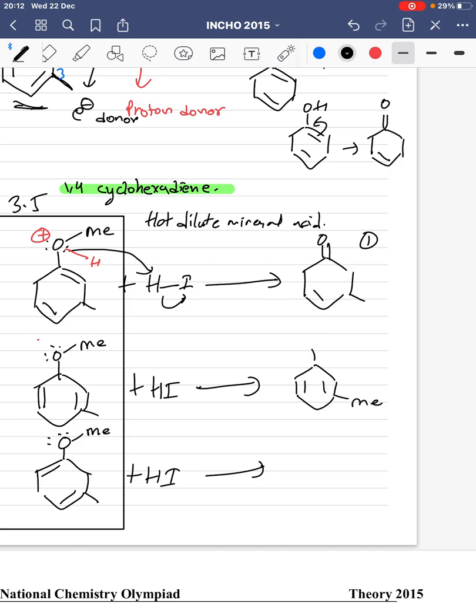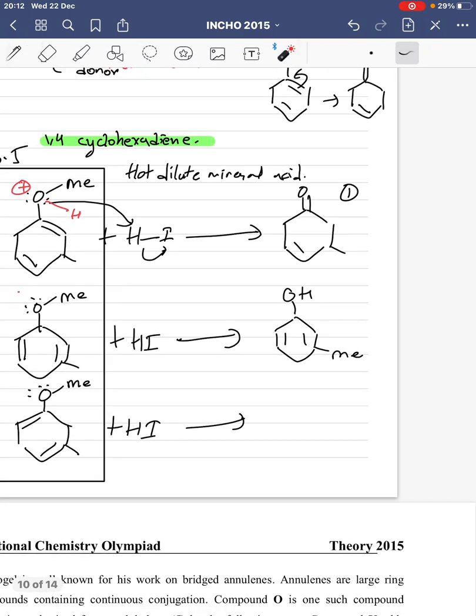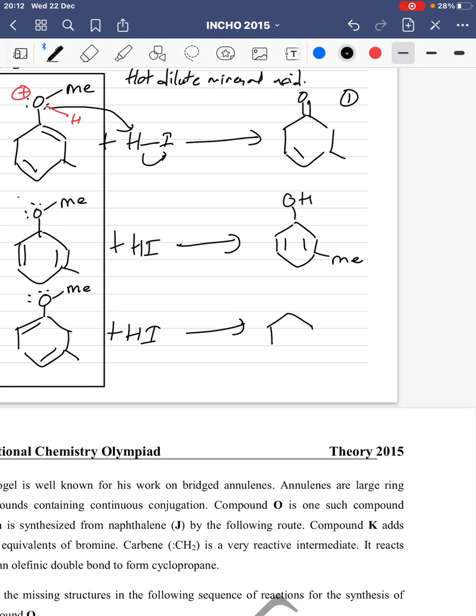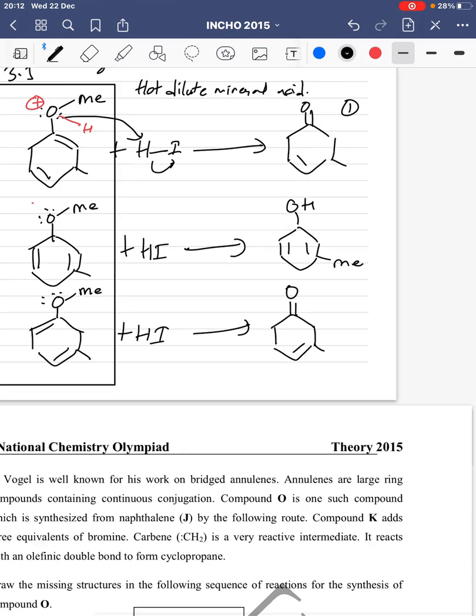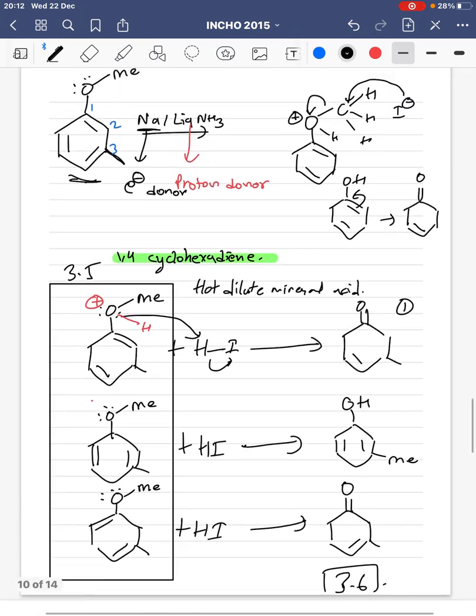The second one is this one. So this does not have the possibility of forming a ketone, although it can with the rearrangement. So we can form a ketone here with the rearrangement, but I don't want to get into that. And in this we can form a ketone like this. So this should be our answer for 3.6.